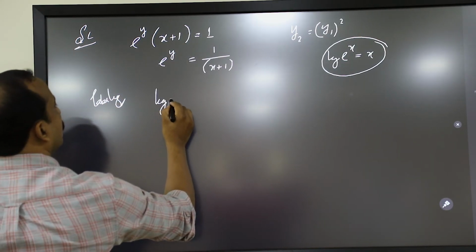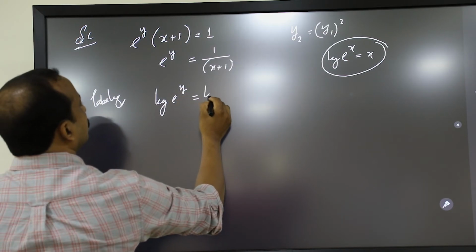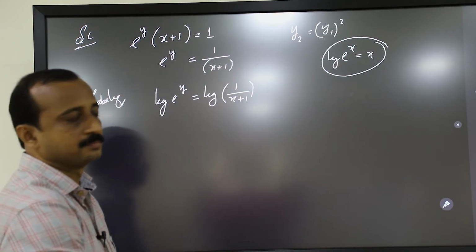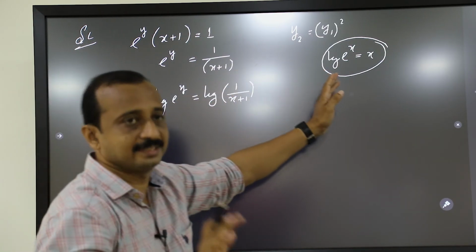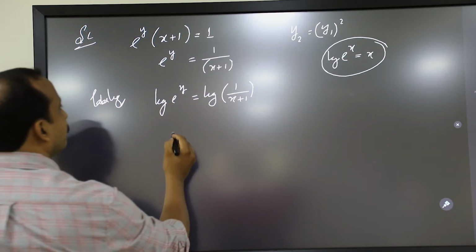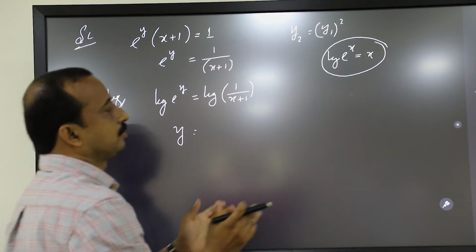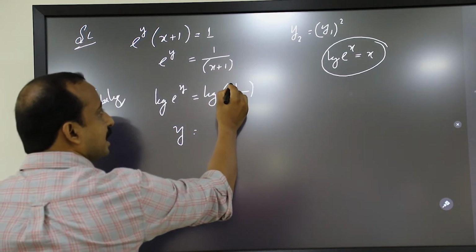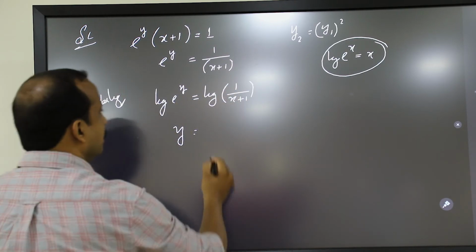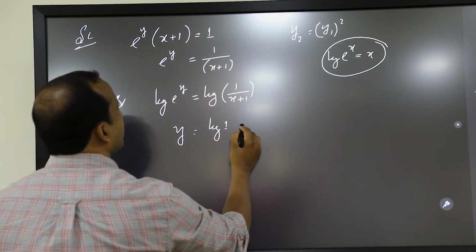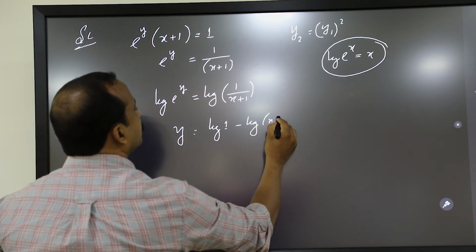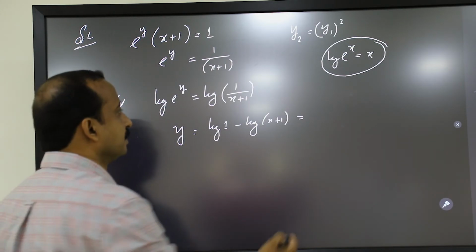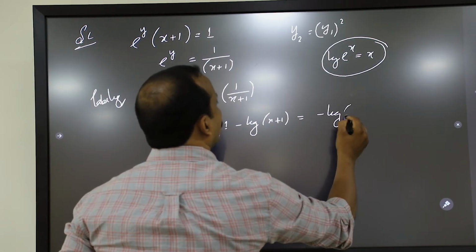That means log e raised to y is equal to log of 1 divided by x plus 1. You know log e raised to x is x, and therefore log e raised to y is y. You already know log a by b means log a minus log b. Using that result, a corresponds to 1 and b corresponds to x plus 1. Log 1 minus log of x plus 1, and log 1 is 0. Therefore we get minus log of x plus 1.